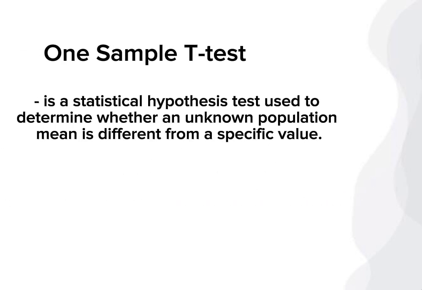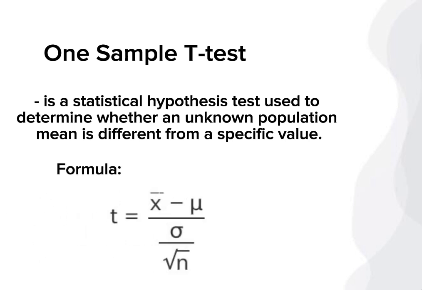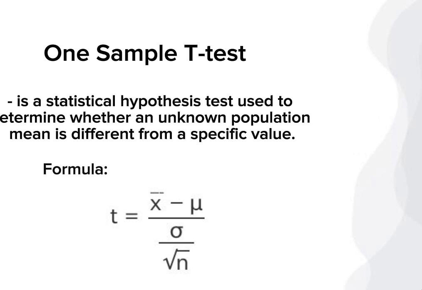One sample t-test is a statistical hypothesis test used to determine whether an unknown population mean is different from a specific value. We can use the test for continuous data. Our data should be a random sample from a normal population. So I have here a situation on how to compute the one sample t-test using this formula.